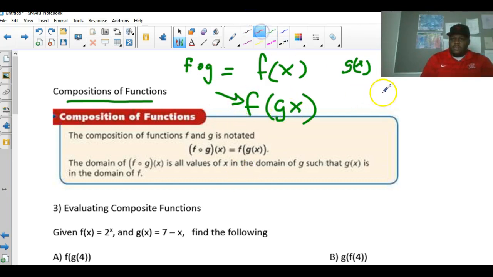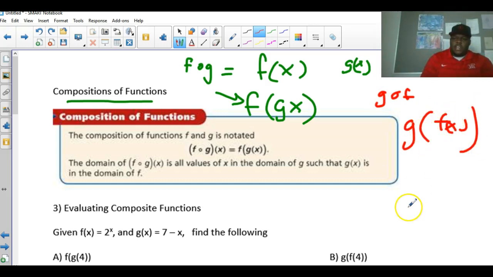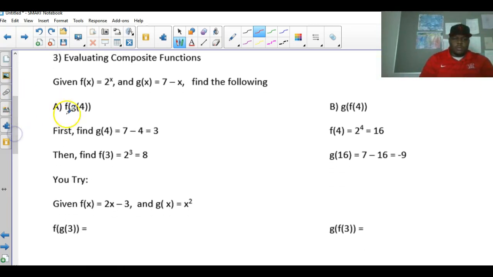On the latter side, if you had g of f, that means take f and put it inside of g, like so. Put f inside of g. Now, let's look at this first example right here, f of g of 4. If you do what I just said, g's on the inside, which means this is f of g.